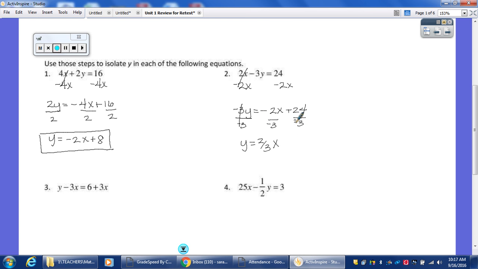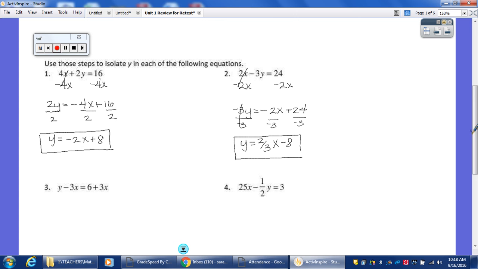And then positive 24 divided by negative 3 is a negative 8. Positive divided by negative is negative, because they have different signs. And so guys, what I have here is an equation where I've isolated y again. Notice that y is alone, and notice that I still have an x because I started with an x. I'm going to end with it. So that is my solution.